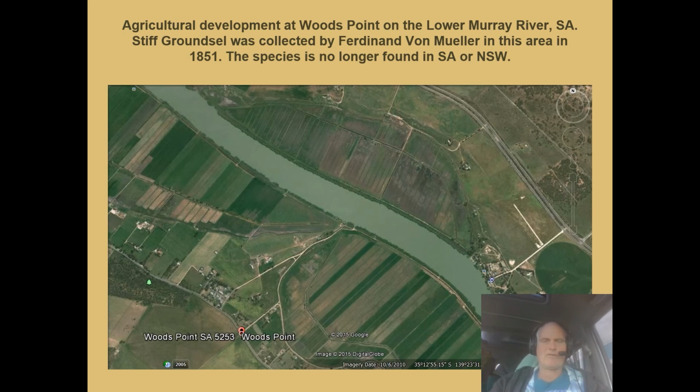So this is an aerial photo of what it looks like at Woods Point on the Lower Murray River, near Murray Bridge in South Australia. Stiff groundsel was collected by Ferdinand von Mueller in that area in 1851, and you can see that's been fairly intensively developed for agriculture. So there's unlikely to be any remnant populations in that area, and the species actually is no longer found anywhere in South Australia or New South Wales.